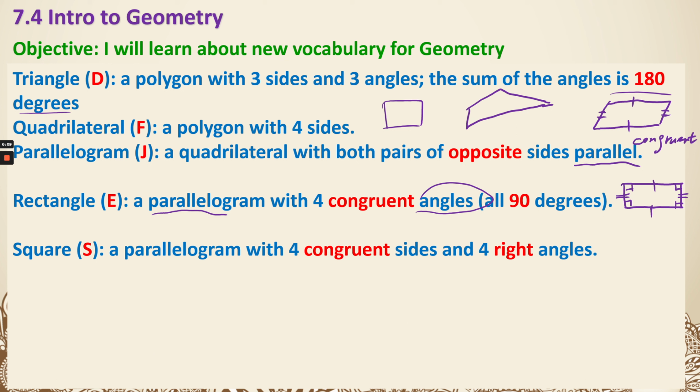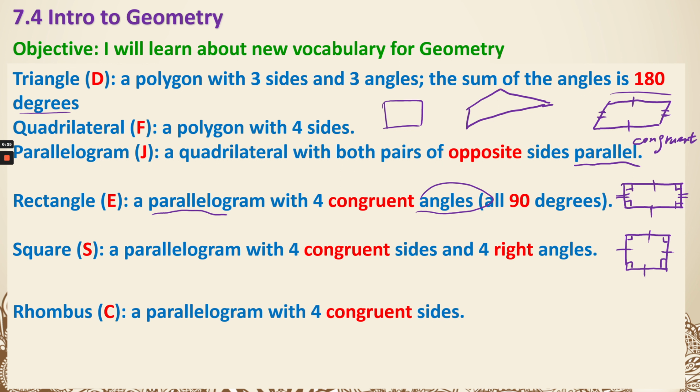Next, square is matching with definition S. It's a parallelogram with four congruent sides and four right angles. So we're going to draw the right angle here to indicate these are all right angles. And then, since all four sides are the same, we're just going to draw a single dash on top of each side. That is a square.